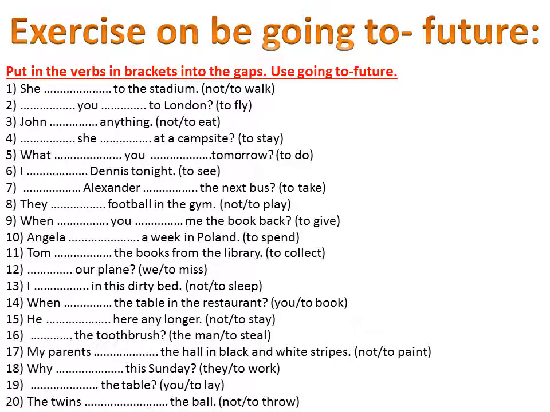Now, let's answer some exercises together. Put the verbs in brackets into the gaps. Use going to. Number 1. She is not going to walk to the stadium. Number 2. It's a question. Use the verb to fly. Are you going to fly to London?